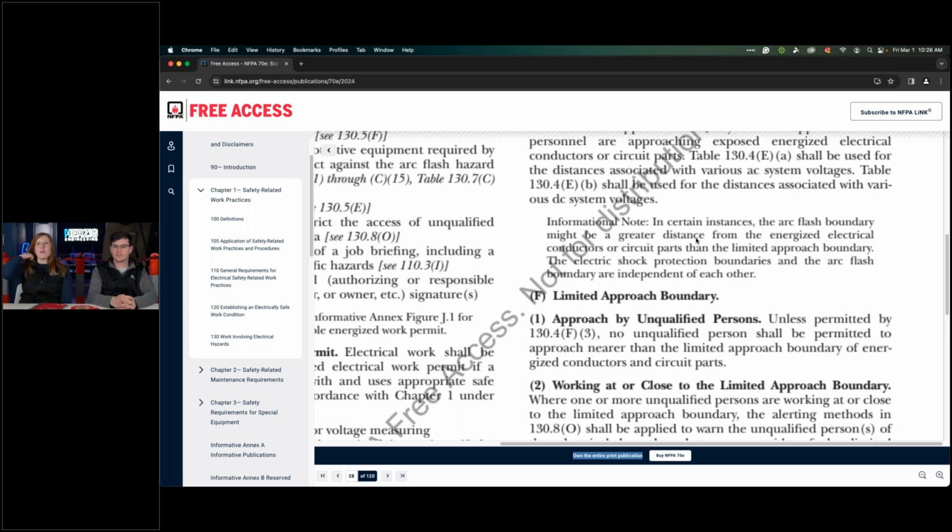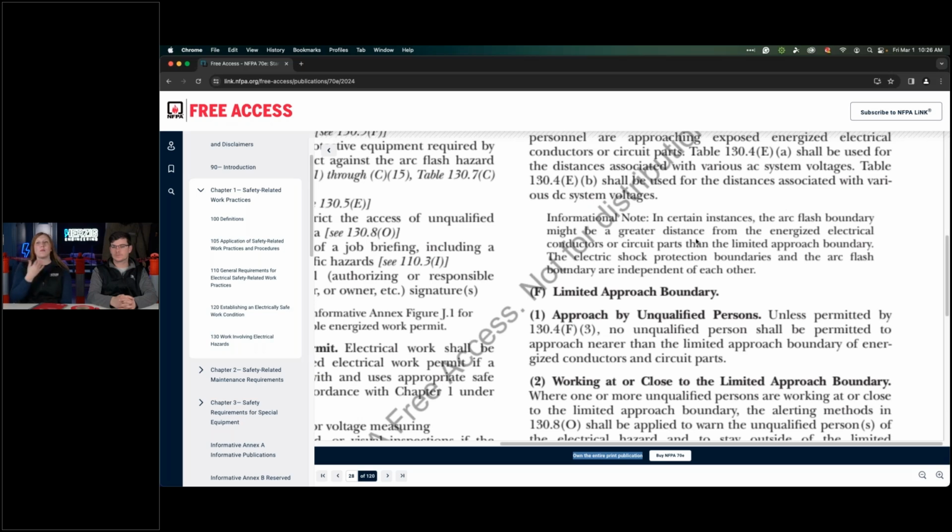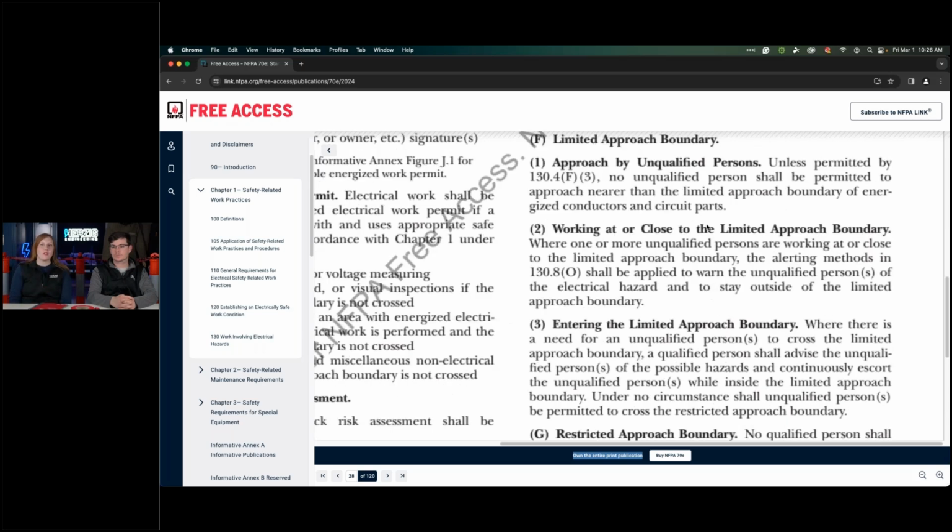So that limited approach boundary, what's it say as far as approach by unqualified persons? No unqualified person is allowed to be inside that limited approach boundary unless they're accompanied by a qualified person. Right. So essentially, they're not supposed to cross the limited approach boundary unless they have somebody who's qualified that can advise and oversee them.